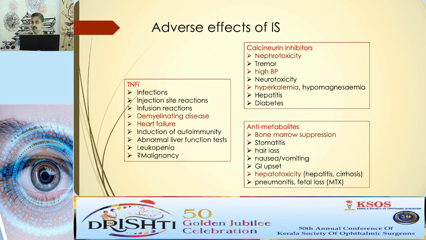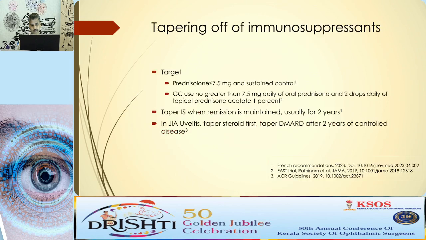The problem with immunosuppression is adverse effects. Most common is infections. And for TNFI, demyelinating disease and heart failure need to be considered. And for calcineurin inhibitors and anti-metabolites, bone marrow suppression; these are the things we regularly monitor, so we can pick up the adverse events very early.